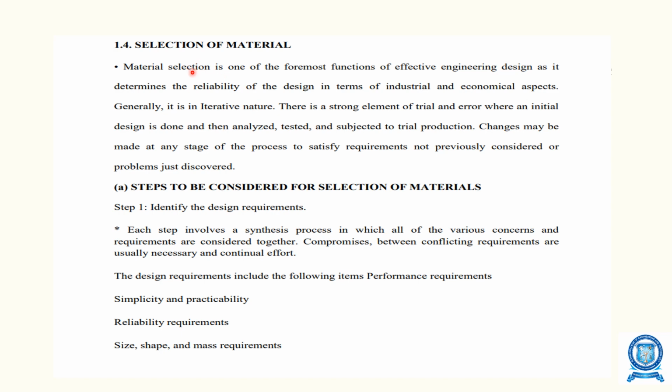And the next one is selection of material. In selection of material, we will be selecting which material will be suitable for our manufacturing process. For that purpose, we have some rules and regulations for selecting the material. The first one is to identify the desired requirements. First we have to identify what requirements we need, and then based on those requirements we'll be selecting the material. The material should have simplicity and practicability. It should be reliable. The size, shape and mass requirements should be considered. So these are the things we have to consider for selecting a material.